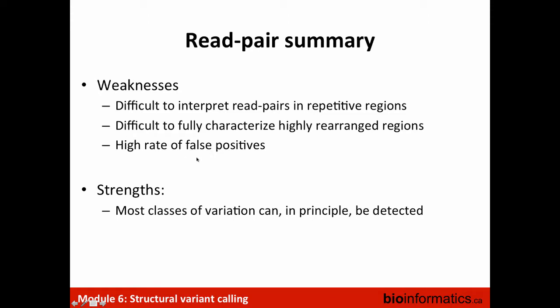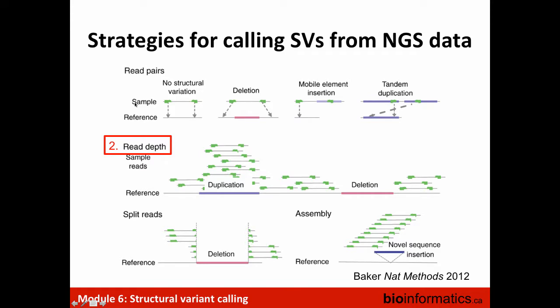Compared to the small variant calls, where we were getting a list and most of them we could easily filter, most of these methods still make a lot of false positive calls. The strength of approaches of this type is that, in principle, with these abnormal reads you can detect almost any class of structural variant. So this is using information about read pairs, right? Whether both ends are mapping where they are expected.